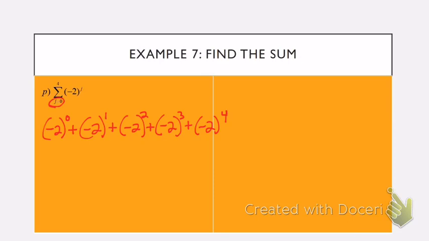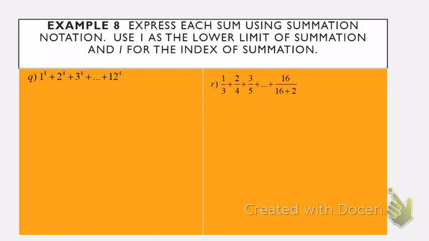I can do this math on my calculator. I can do this math just by hand. Anything to the 0 power is 1. Negative 2 to the first power is negative 2. Negative 2 squared is 4. Negative 2 cubed is negative 8. And negative 2 to the fourth power is 16. When I add those all together, I get 11.